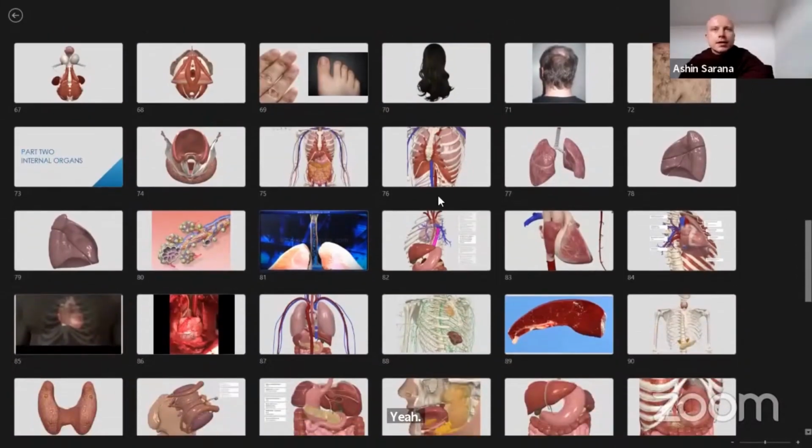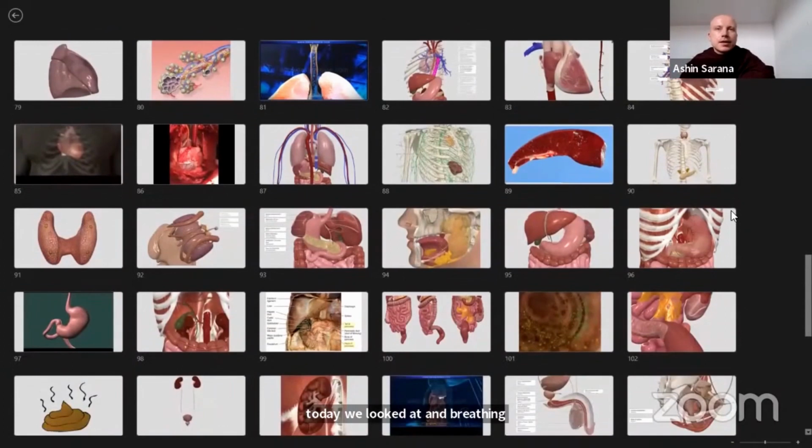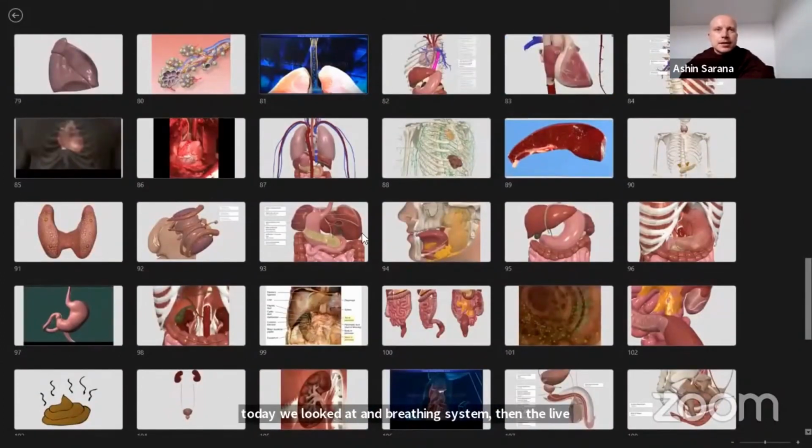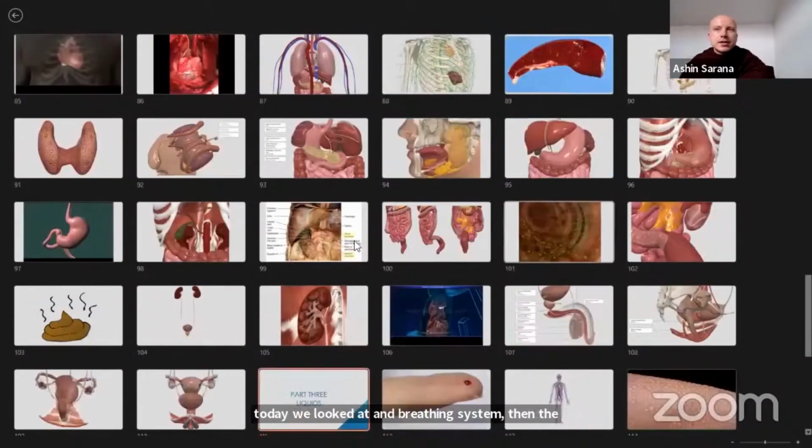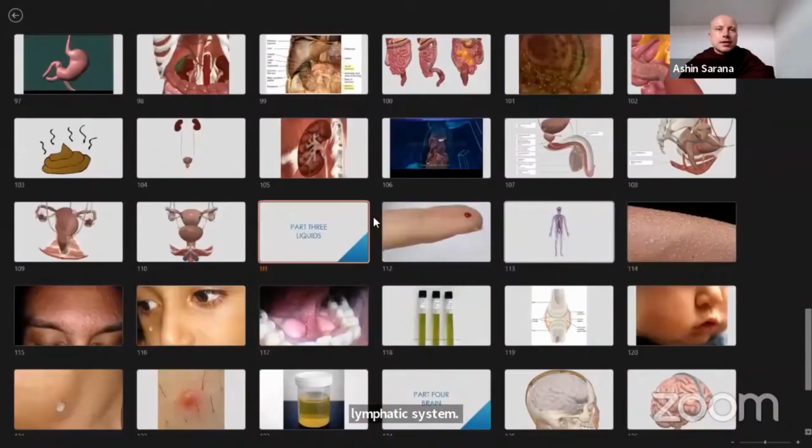Today we looked at the breathing system, then the lymphatic system, endocrine system, the digestive system, and the urinary system.